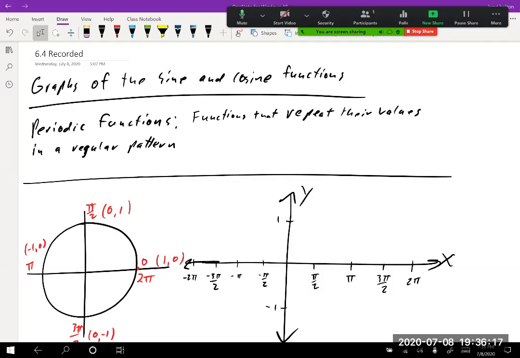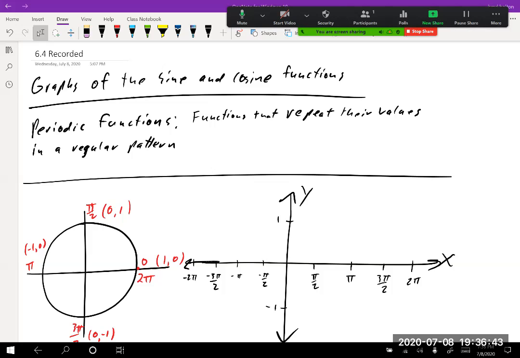So I just want to talk to you guys about the sine graph and the cosine graph. These are periodic functions, functions that repeat their values in a regular pattern. They're oftentimes referred to in your book as sinusoidal. Sinusoidal just means that it's based on sine. So remember how we said that the cosine function is the same as the sine function, just shifted over a little bit. So that is why they're both considered sinusoidal.